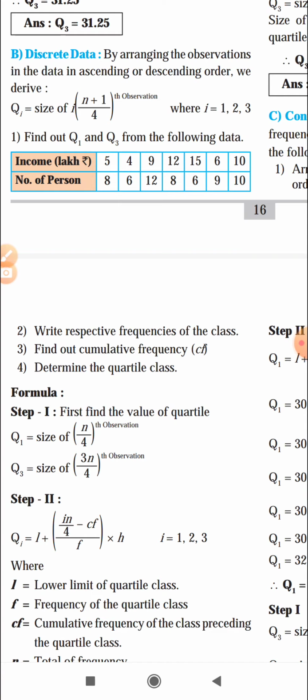When we solve the practical examples, the concept of value of quartile will be more clear to you. First, you must know how to calculate the value of quartiles.